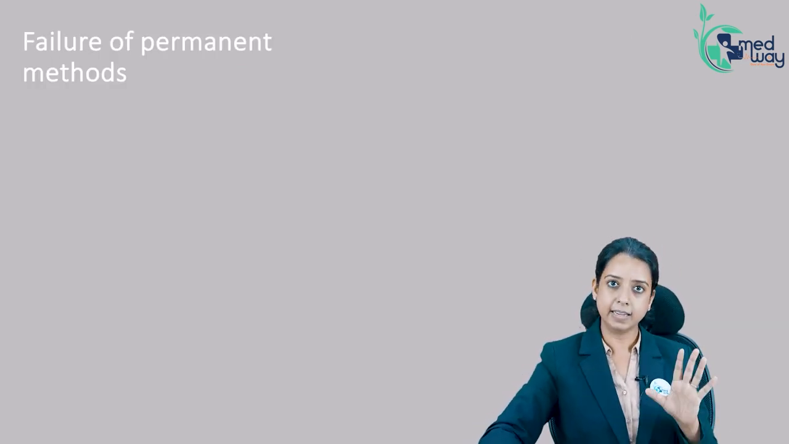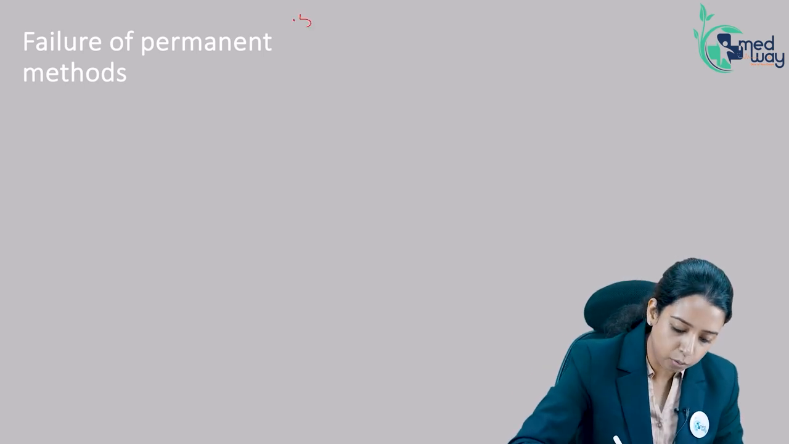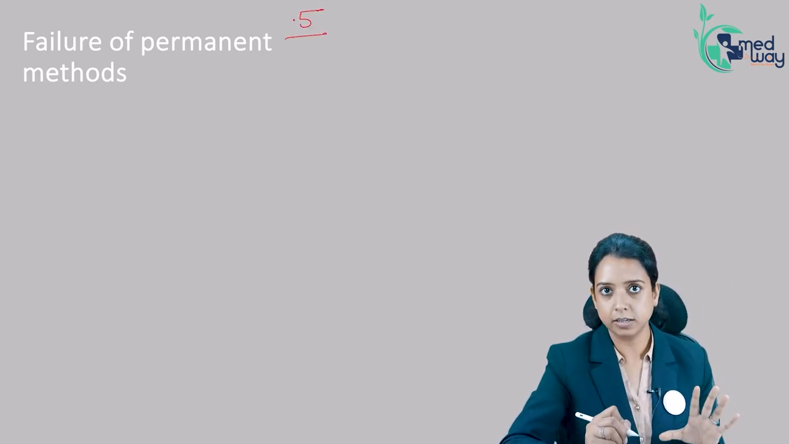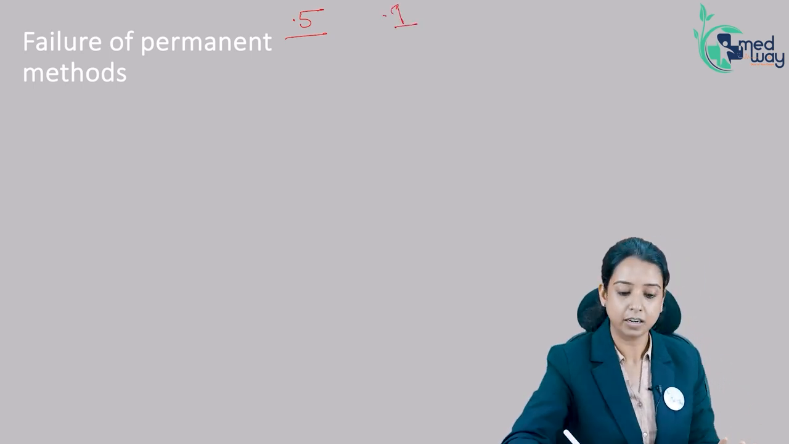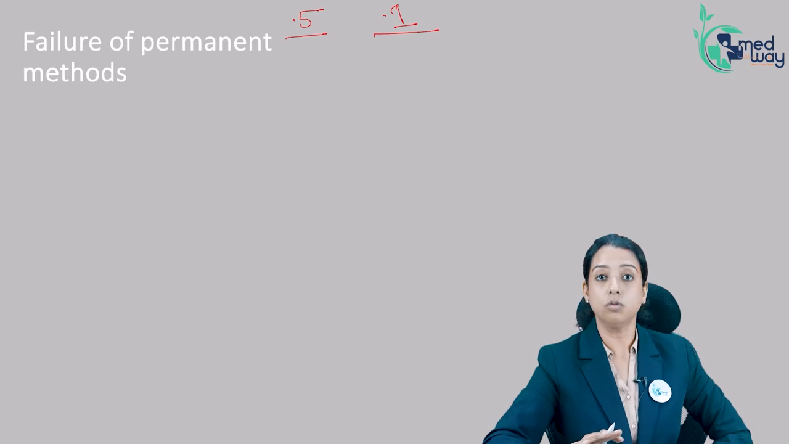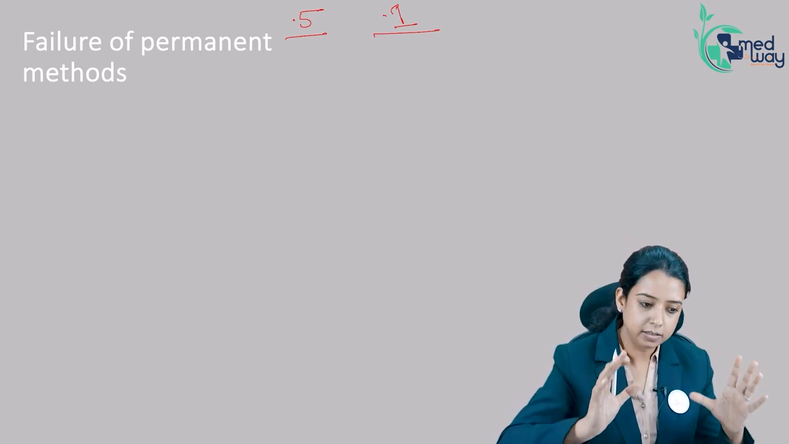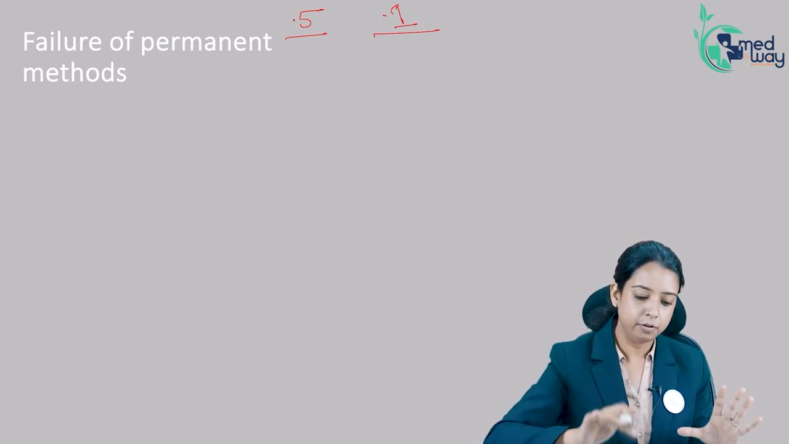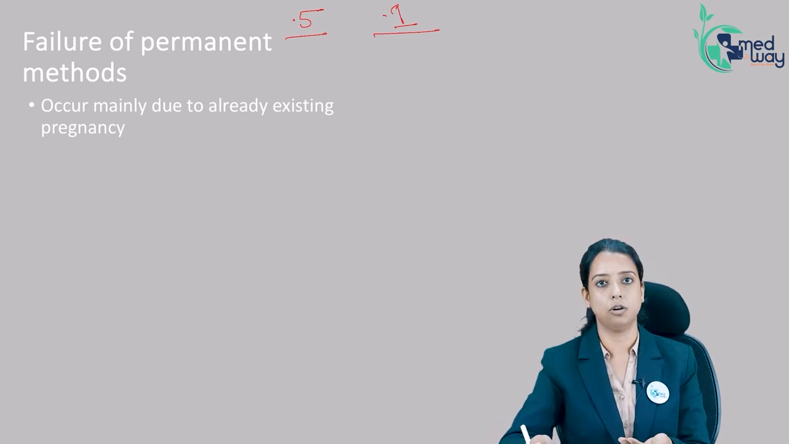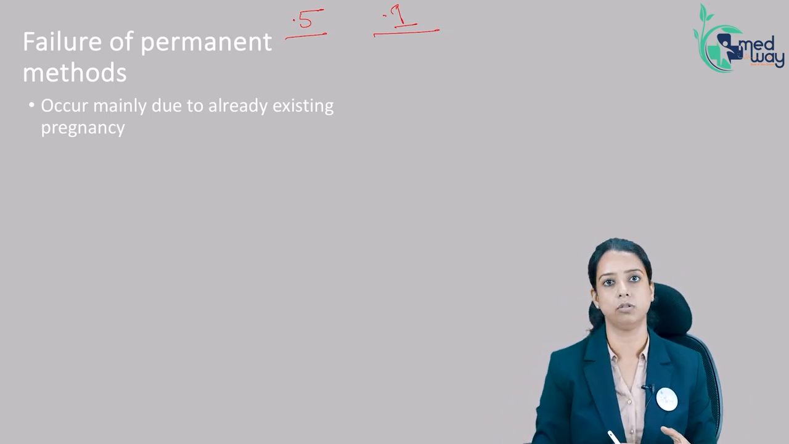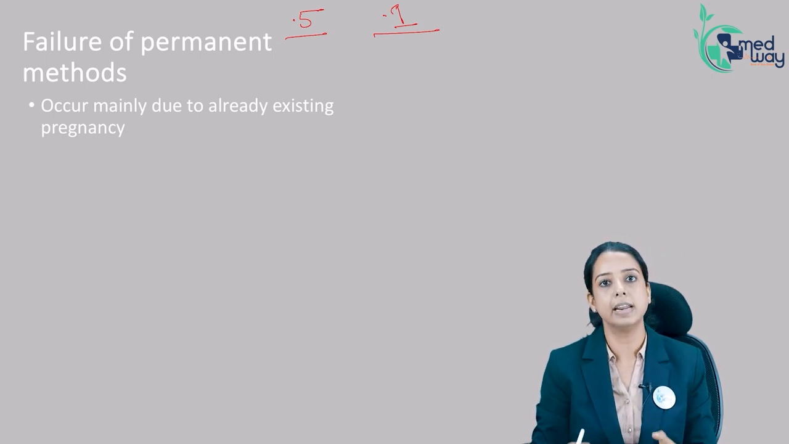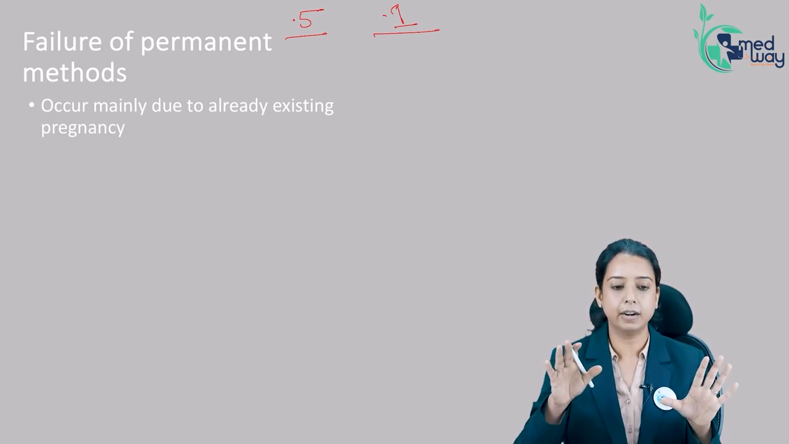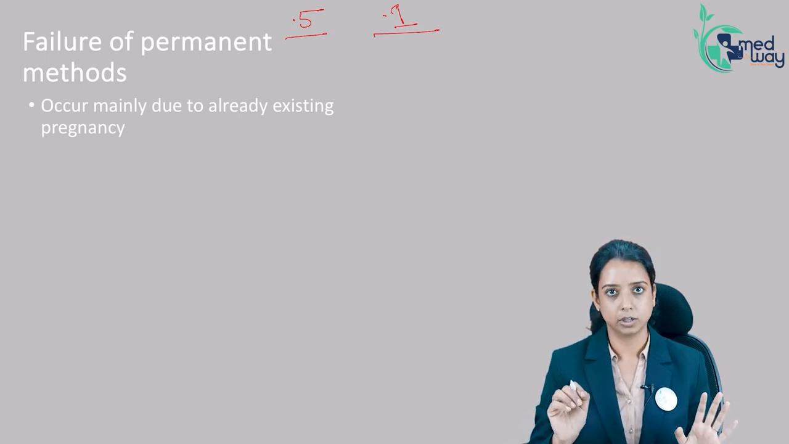Failure of permanent methods, yes, can happen. The Pearl index of tubal sterilization is 0.5. Here only I will tell you the Pearl index of vasectomy is 0.1. So they do fail. But do you know the most common cause of failure? The woman was actually pregnant already. That is the most common cause. When you did the tubectomy, she was already pregnant. So you have to be very sure that she is not pregnant when you are doing a tubal sterilization.